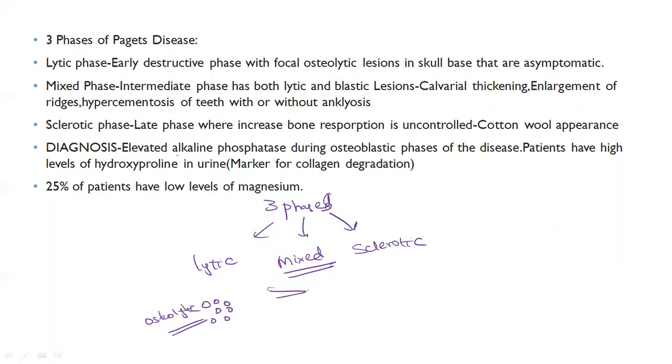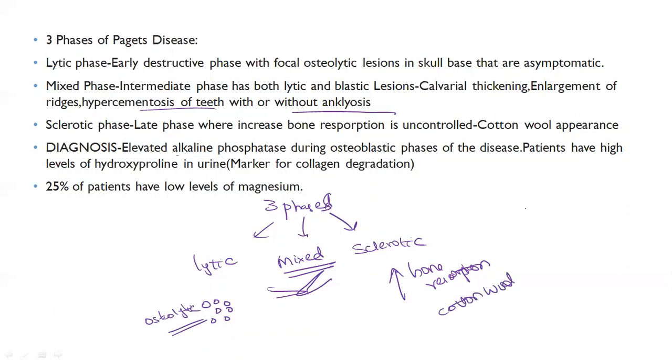Here you have calvarial thickening, enlargement of the ridges, and hypercementosis of the teeth with or without ankylosis. In the sclerotic phase, there is increased bone resorption, and in older textbooks, it's written that it looks like a cotton wool appearance.